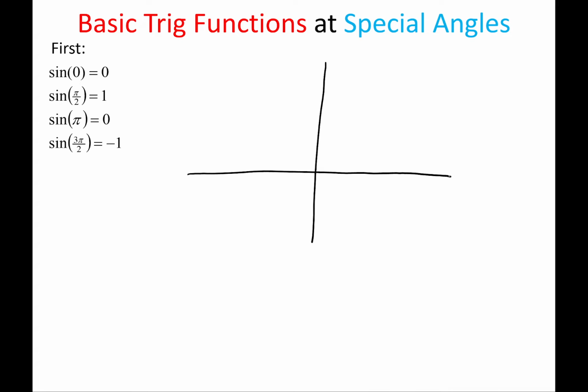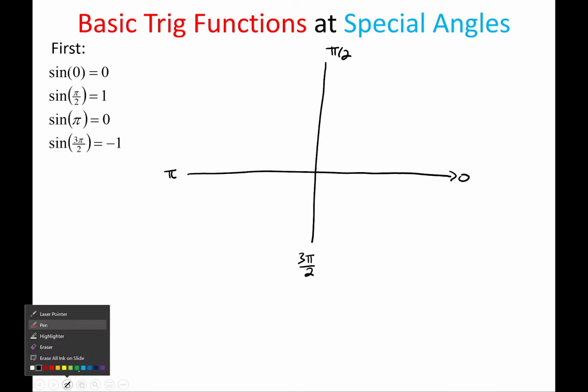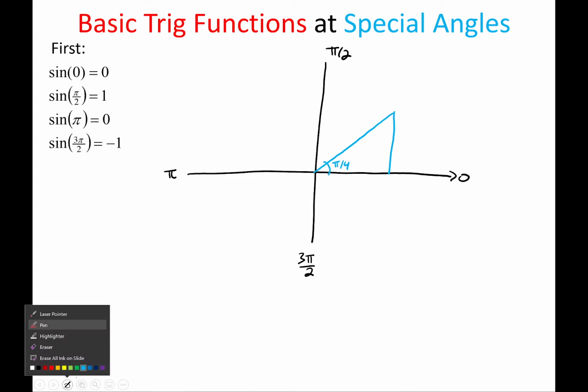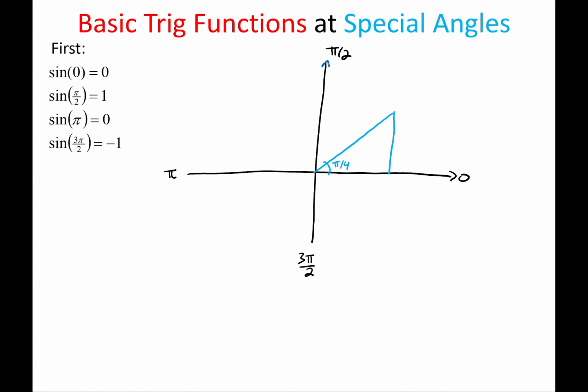that 0 here, pi over 2, pi, 3 pi over 2. Except I'm going to draw a little triangle here. So let's say this is pi over 4 here. This is the positive y direction. This is the positive x direction. If we go to the left, this is the negative x direction, and we go down below, this is the negative y direction. So if I draw a triangle, actually I'm going to do some labeling here.